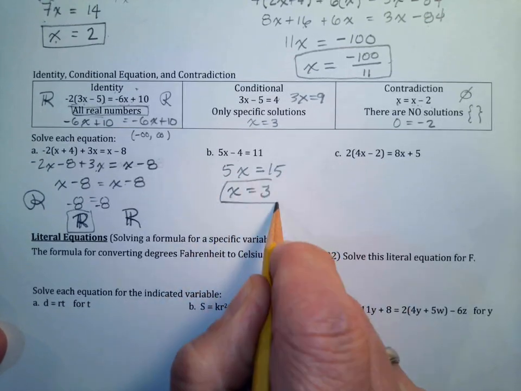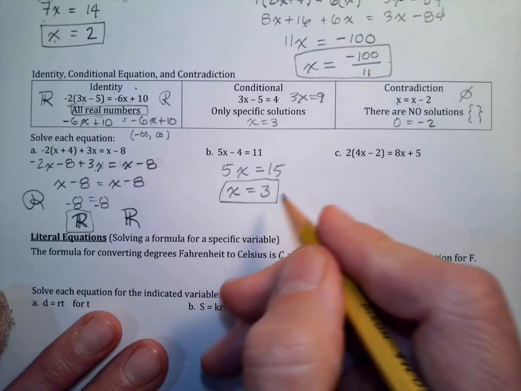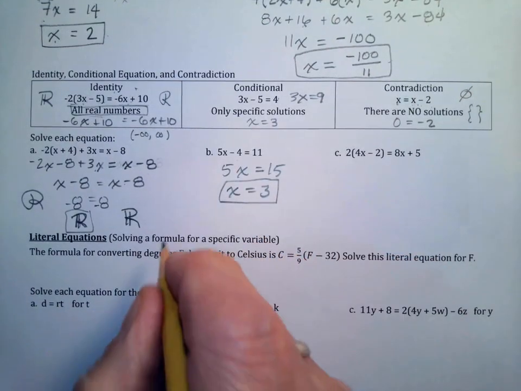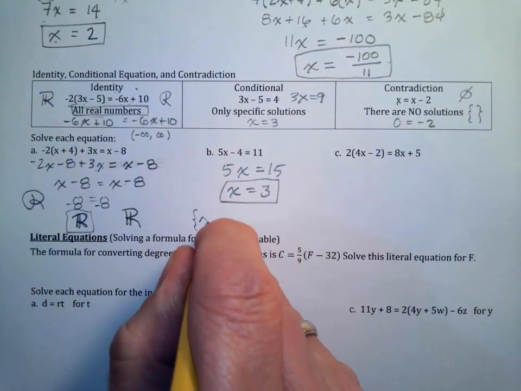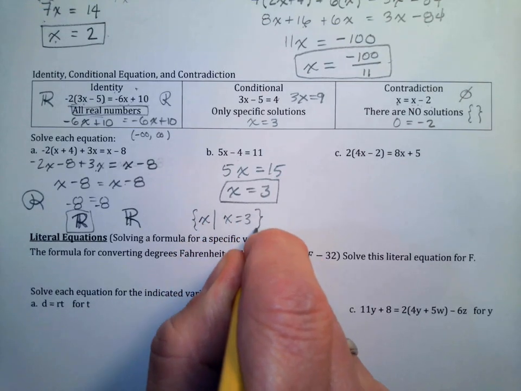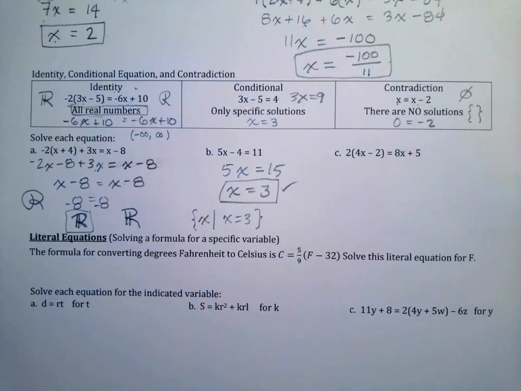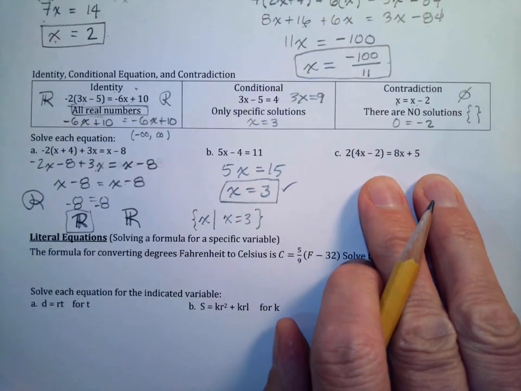So that's our one solution. Now our books, sometimes in solution sets like this, will say the solution is x such that x is equal to 3, right? That's a really formal way of writing it, but we're perfectly fine with just saying x equals 3. Okay. And then the next one.